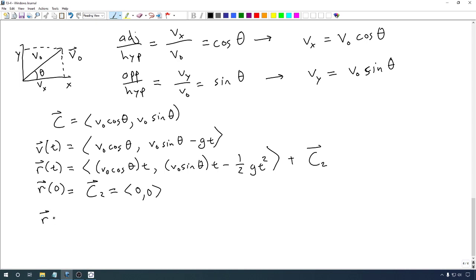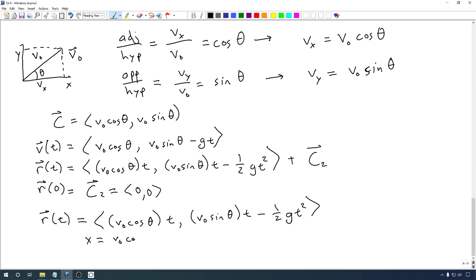So our final answer here for the position is V naught cosine theta times t for our first component, V naught sine theta times t minus 1/2 gt squared for our second component. We can also go ahead and write these as parametric equations. So x is V naught cosine theta times t, and y is V naught sine theta times t minus 1/2 gt squared.